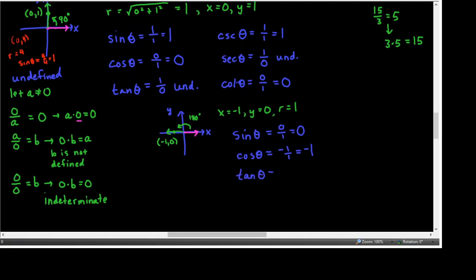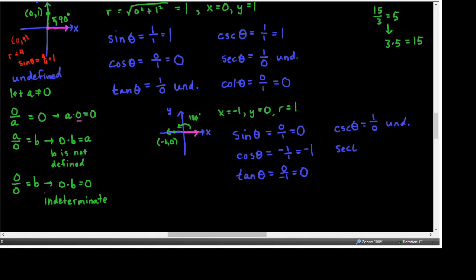Okay, tangent of theta is y over x, which is 0. So now I have my 2 answers that are 0, all done. Okay, cosecant of theta is r over y, which is undefined. There's one of my undefined answers.